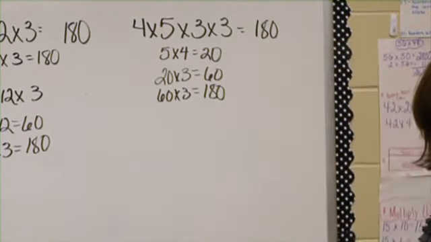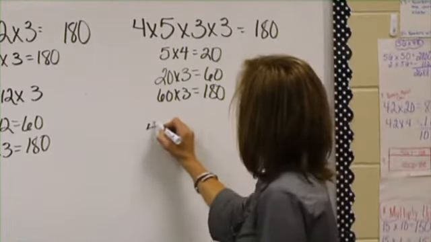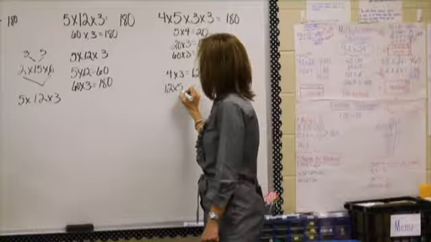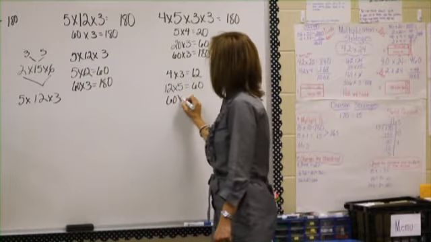Ashley? I did 4 times 3 equals 12. Then 12 times 5 equals 60. Then 60 times 3 equals 180.